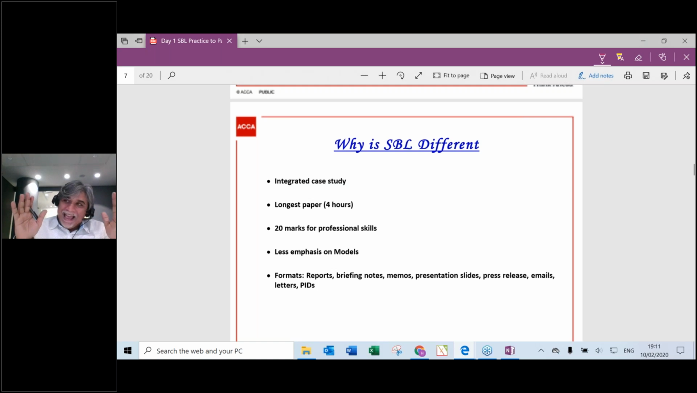I'm joking. Integrated case study simply means that the size of the case would be like 10 to 12 pages. So this means a lot of reading and a lot of marking. You have never handled a case study of 10 to 12 pages, right? Maximum you might have handled a case study of 1 page, 2 pages, max 3 pages. This one is 10 to 12 pages. Huge difference, right? Time wise, it's the longest paper, 4 hours. The maximum I believe you have given is 3 hours and 15 minutes. This one is 4 hours.